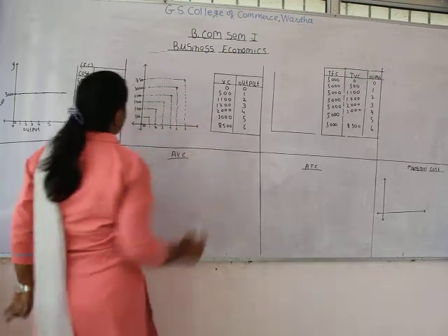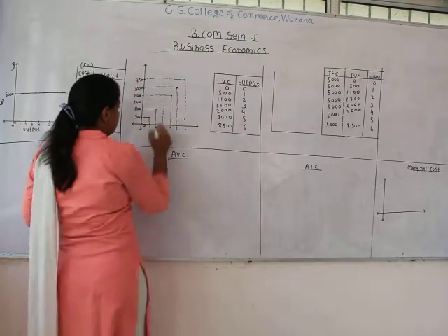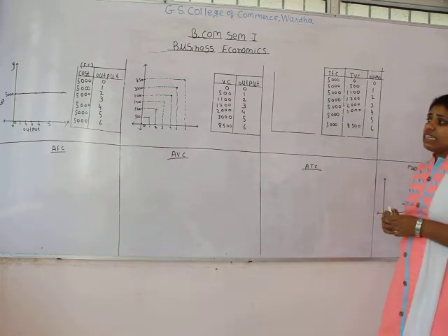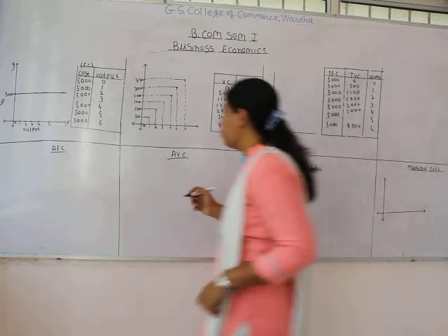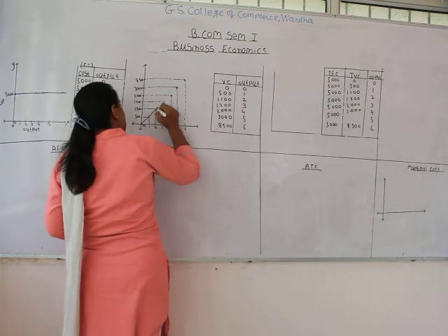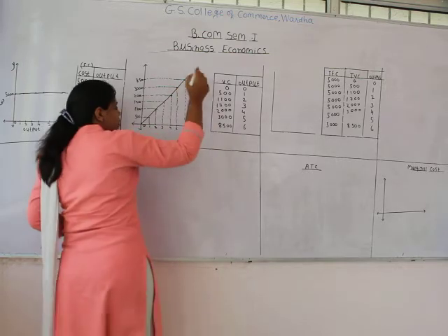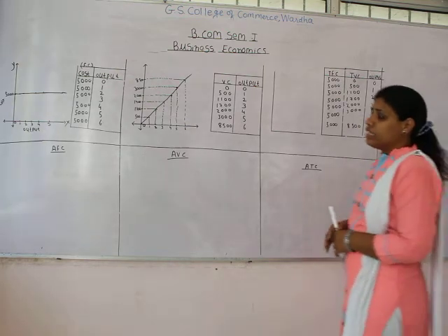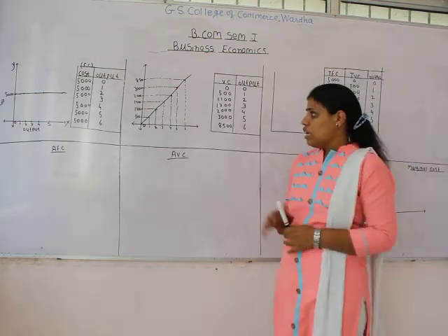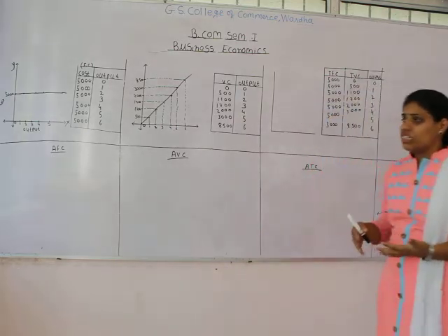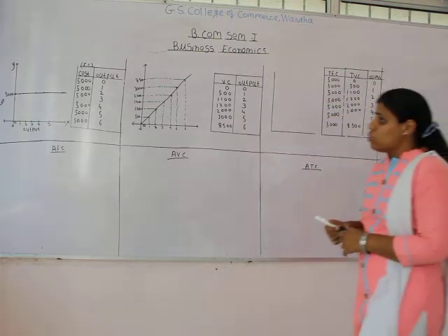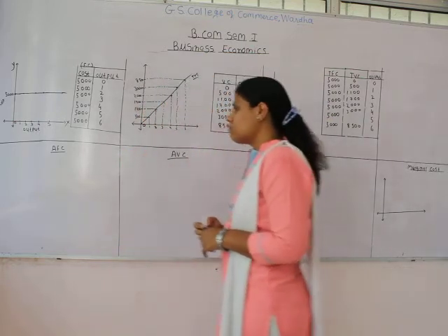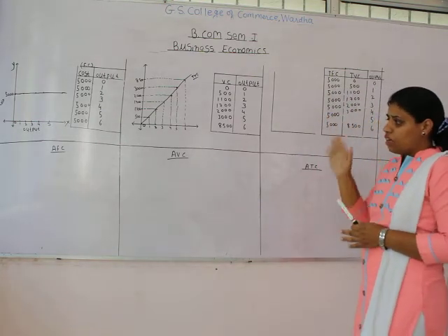So here you can see that we have plotted different points on different levels of output, which represent the increasing variable cost at different levels of output. And when you join all these points, you get an upward sloping curve, which shows that variable cost increases with increase in output. So this way variable cost increases with increase in output, and this curve is known as the total variable cost curve, which is an upward sloping curve.